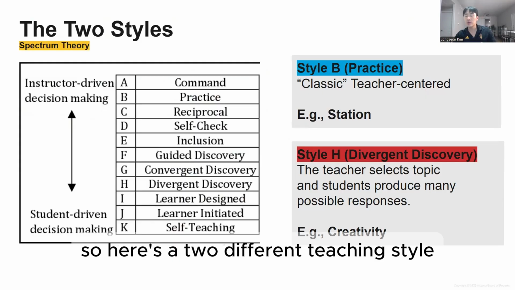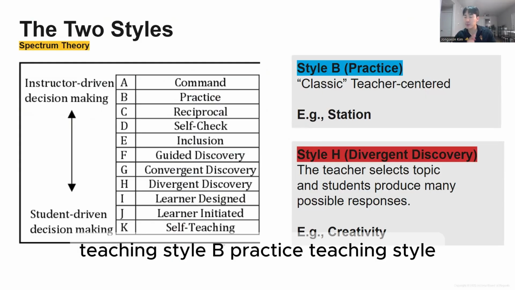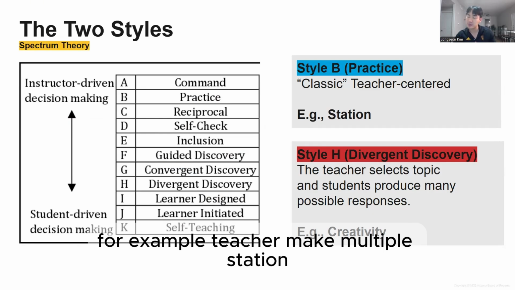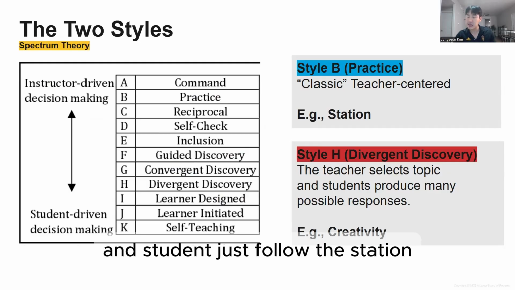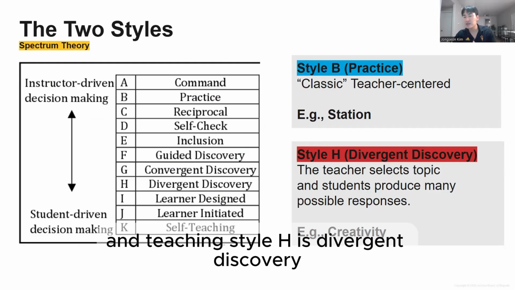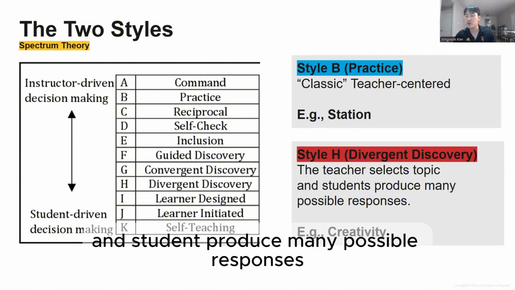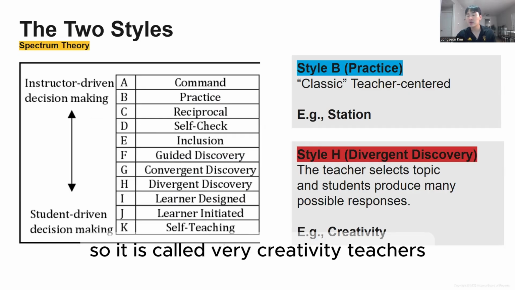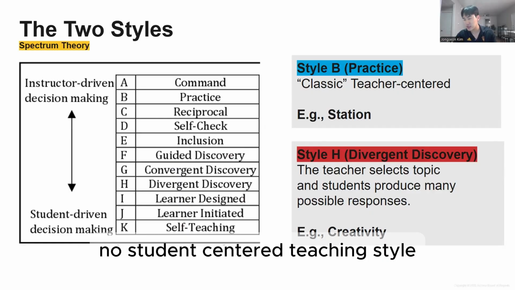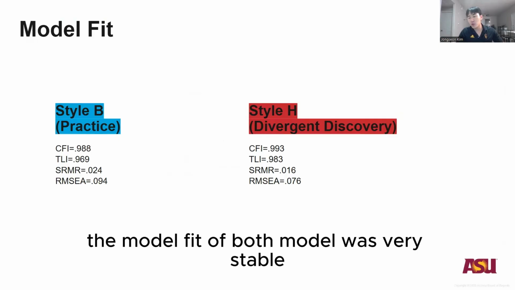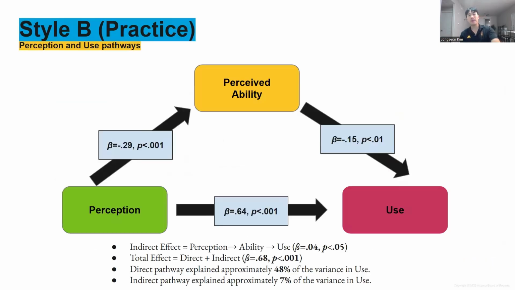So here are two different teaching styles. Teaching style B, practice teaching style, is the classic teacher-centered teaching style. For example, the teacher makes multiple stations and students just follow those stations. And teaching style H is divergent discovery. The teacher selects the topic and students produce many possible responses. So it is a very creative, student-centered teaching style. The model fit of both models was very stable.